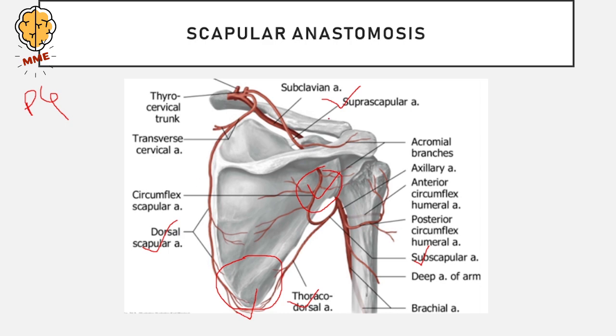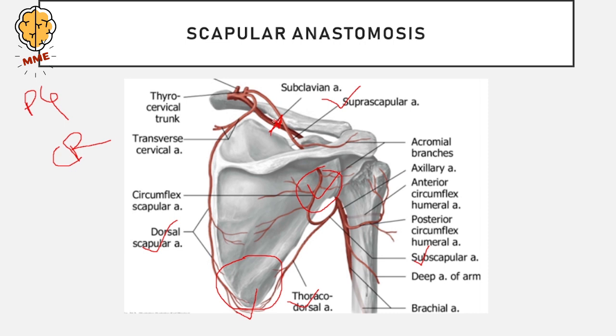And suprascapular is a branch of the thyrocervical trunk. Thyrocervical trunk is from the first part of the subclavian artery. So suppose you know about cervical rib, somebody has a cervical rib. If there is a cervical rib, there will be an occlusion over here in the subclavian artery. If the subclavian artery gets occluded, there might be ischemia in the shoulder joint, in the dorsal part of the scapula, in upper extremities, right? So we need collateral circulation. This is the importance of anastomosis, the collateral circulation.